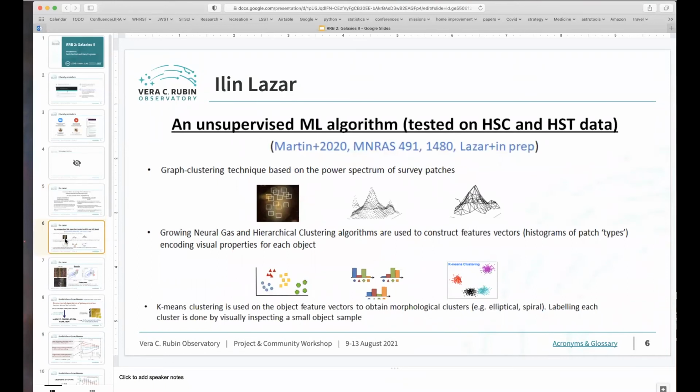The unsupervised ML algorithm we are proposing is actually described in detail in Martin et al. 2020, and its feature space is based on extracting the power spectrum from patches within multiband survey images, and then in combination with the Groenel gas network and different clustering algorithms, we are able to decode the visual properties for each object and finally obtain morphological clusters for different galaxy types, such as ellipticals or spirals. Obviously, the biggest advantage that this algorithm provides is that it can reduce significant amounts of data to just a number of galaxy clusters between 100 and 200, let's say, each representing a different morphology. So as we can see in the next slide, next slide, please.